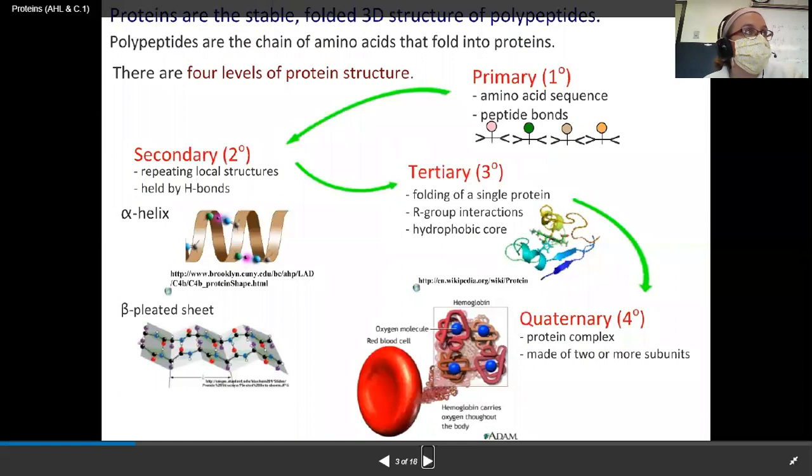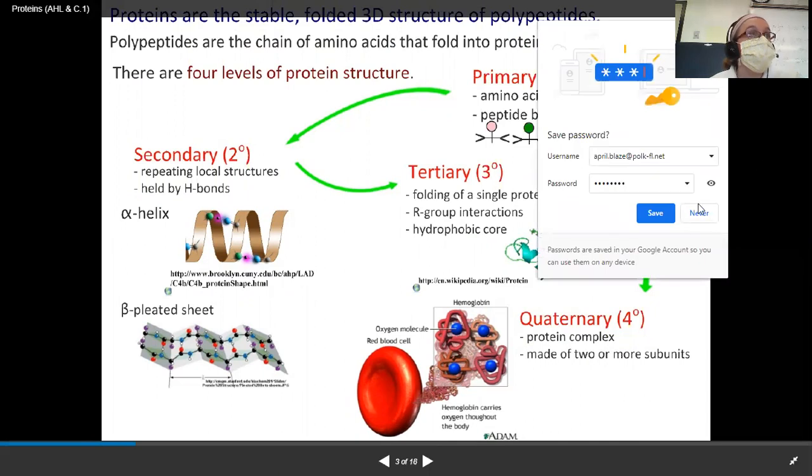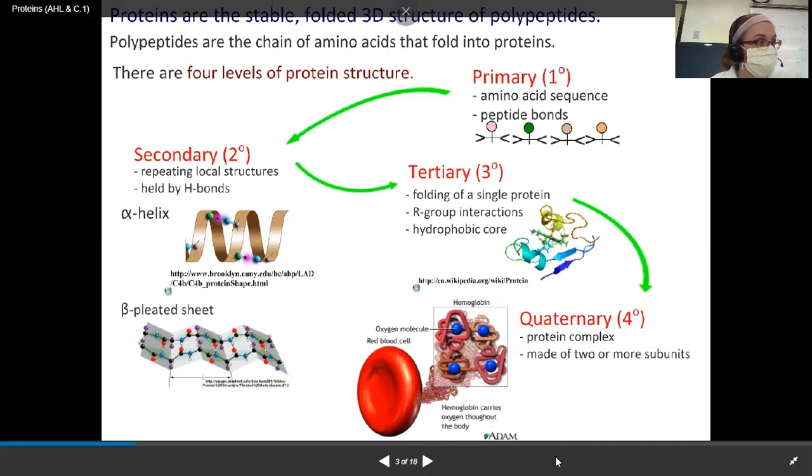But basically, proteins, like I said, they're long chains of polypeptides, and they are folded in a very particular shape. If they're not in that particular shape, it's not going to work. The protein, whatever job it's doing, is not going to work.